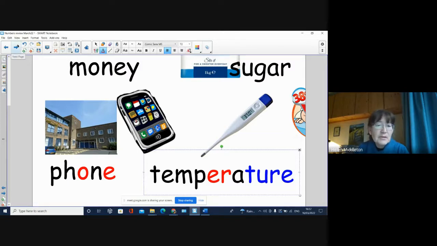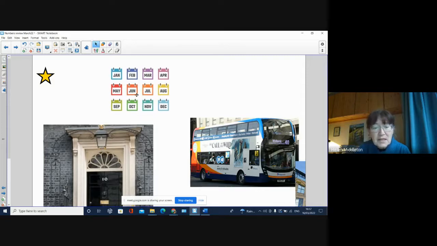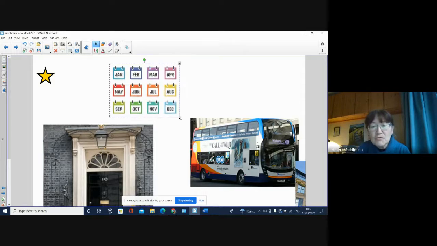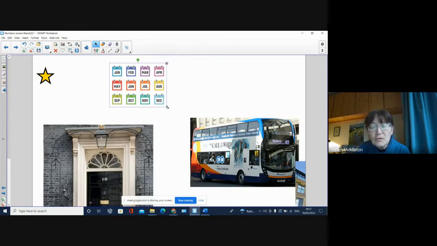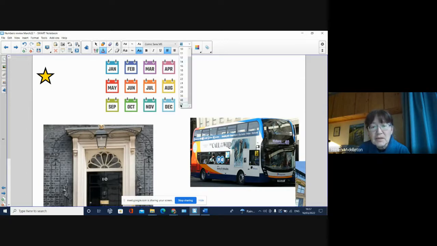Here are some other places we see numbers or we think about numbers. What's this? Yes, these are months of the year. Months. We can talk about months another time. What are all the months? The spelling is difficult, but this is an easy way to spell them just now.